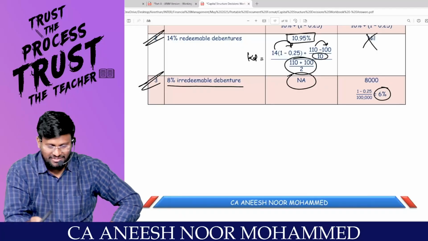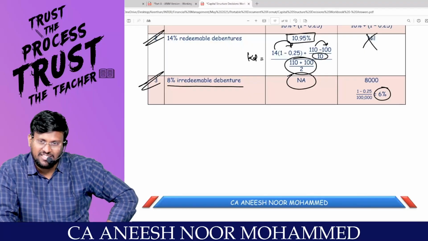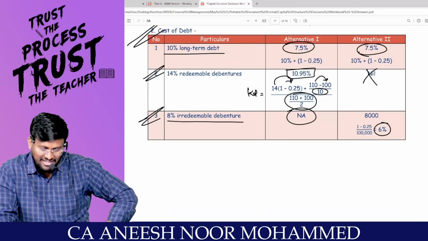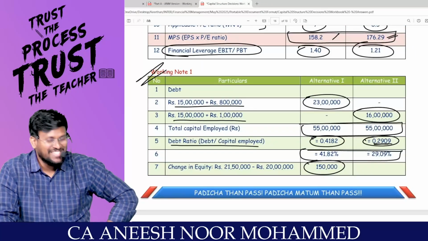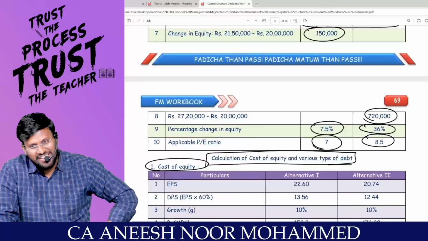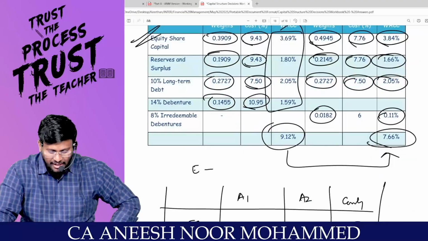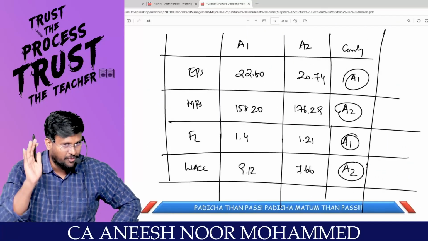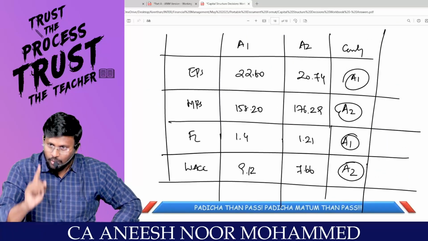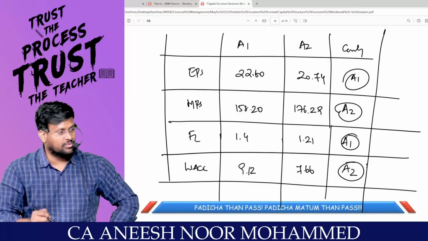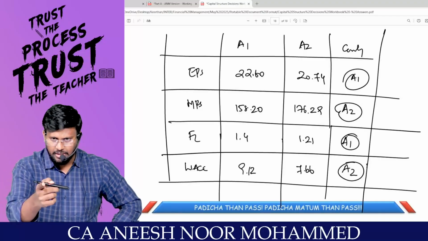Sir, if debt is less, how, sir? If debt is less, there is a loss, right, sir? Tax benefit, sir, EPS, sir, all doubts come to everyone, because this is not an EBIT-EPS question. This is an FM question. Only a student who knows financial management will be able to solve this. Sir, clear? Doubt clear, sir?